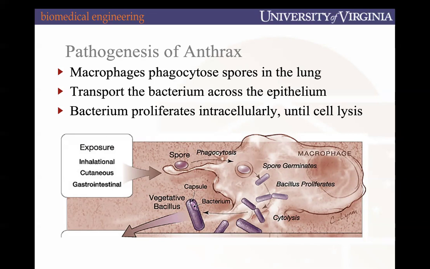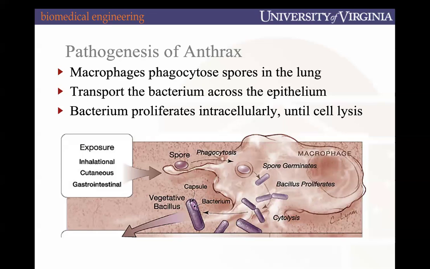And what's going to end up happening is they're going to germinate and proliferate massively to an extent where they're going to eventually lead to cytolysis, or the lysing of macrophages. You can think of lysis as just the blowing up of a cell. And so it's going to destroy the macrophage. And once the macrophage undergoes cytolysis, this bacteria will be able to cross the epithelium.